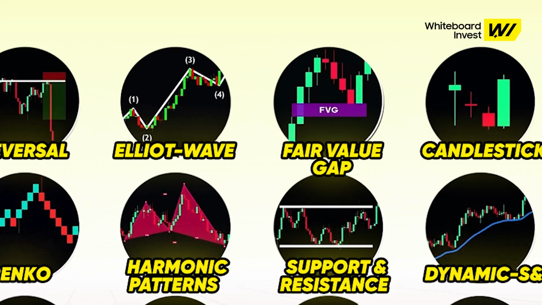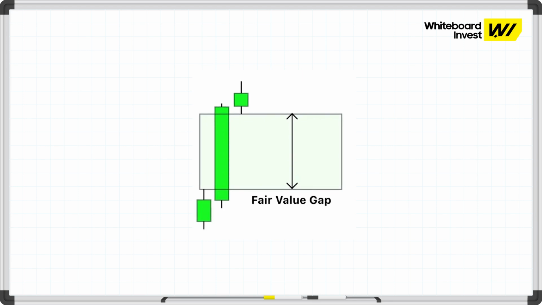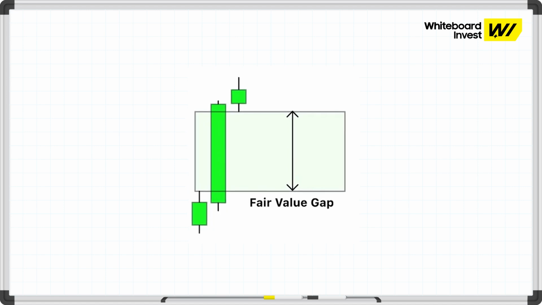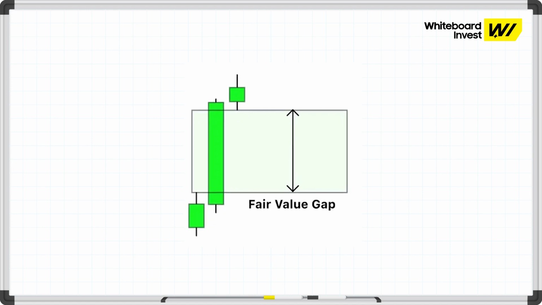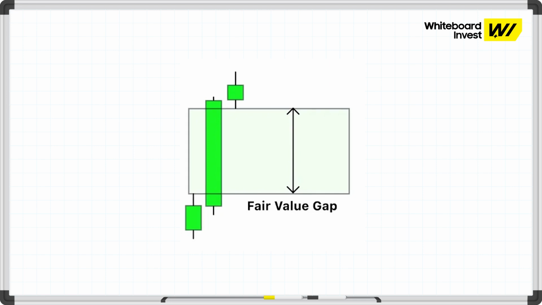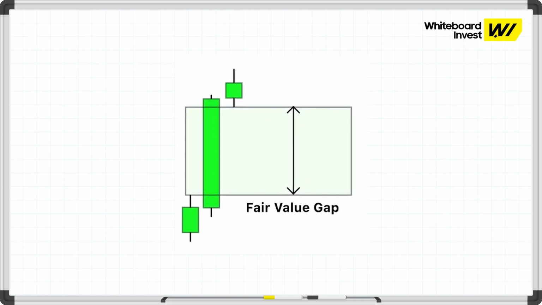A fair value gap occurs when a candle forms a significant gap due to an imbalance of buying or selling. To find a fair value gap, start by identifying a candle with a large body. Then, draw a rectangle covering the gap between the previous candle's wick and the next candle's wick. This level acts as a potential magnet, where the price may revisit before continuing its movement.